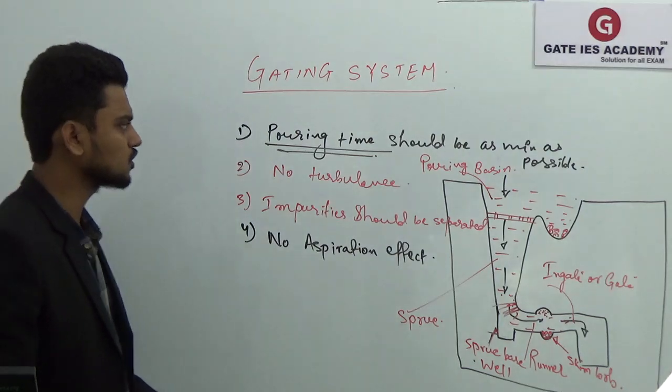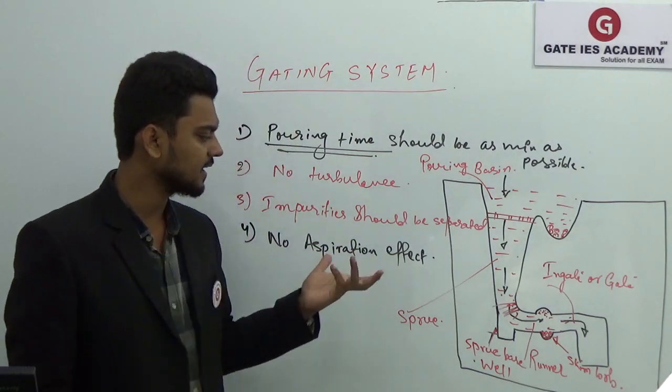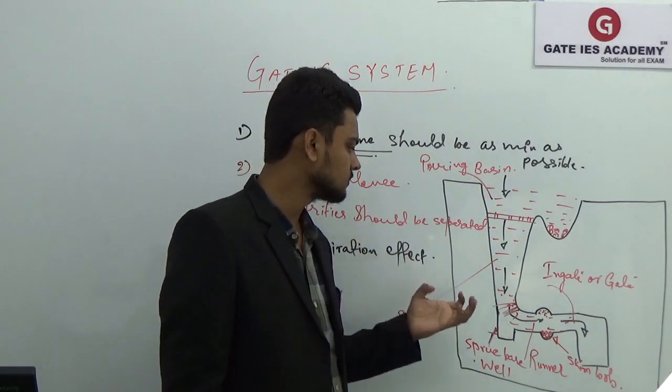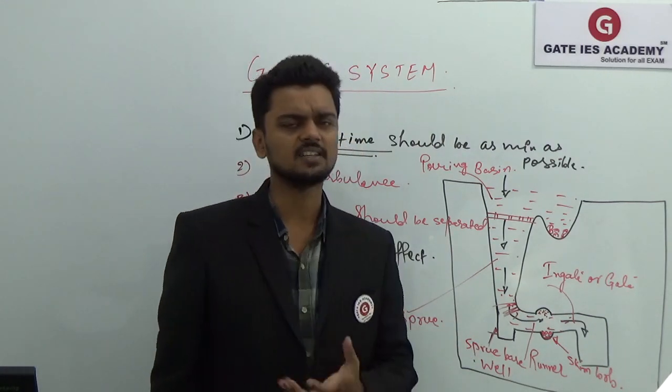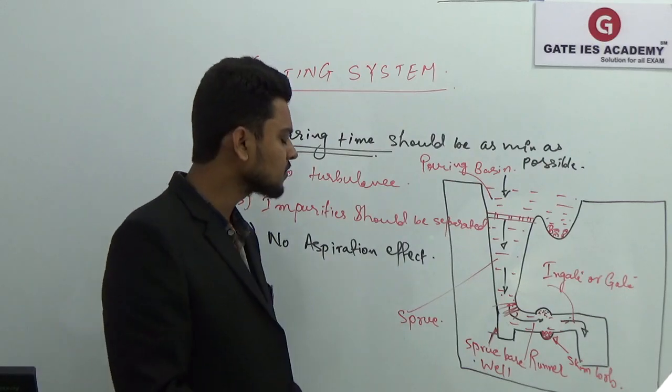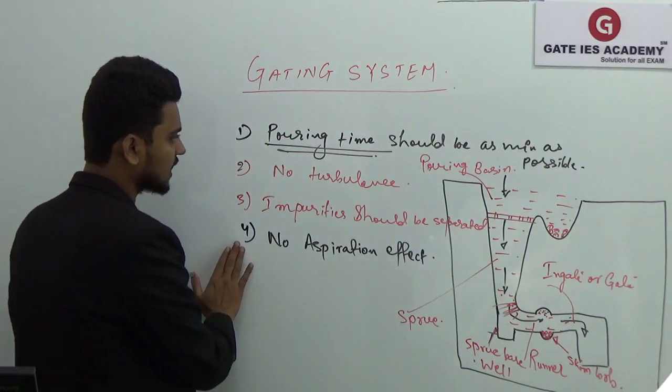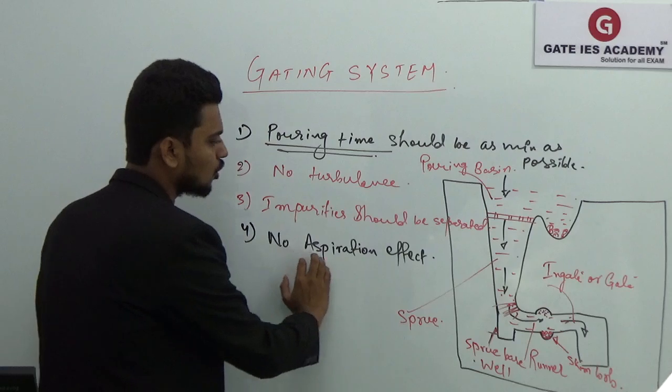Now, this pouring basin, sprue, runner, ingate, and then some important ones like the skim bob and the sprue base well. These are the important elements of your gating system. So the fourth requirement of your gating system is no aspiration effect.